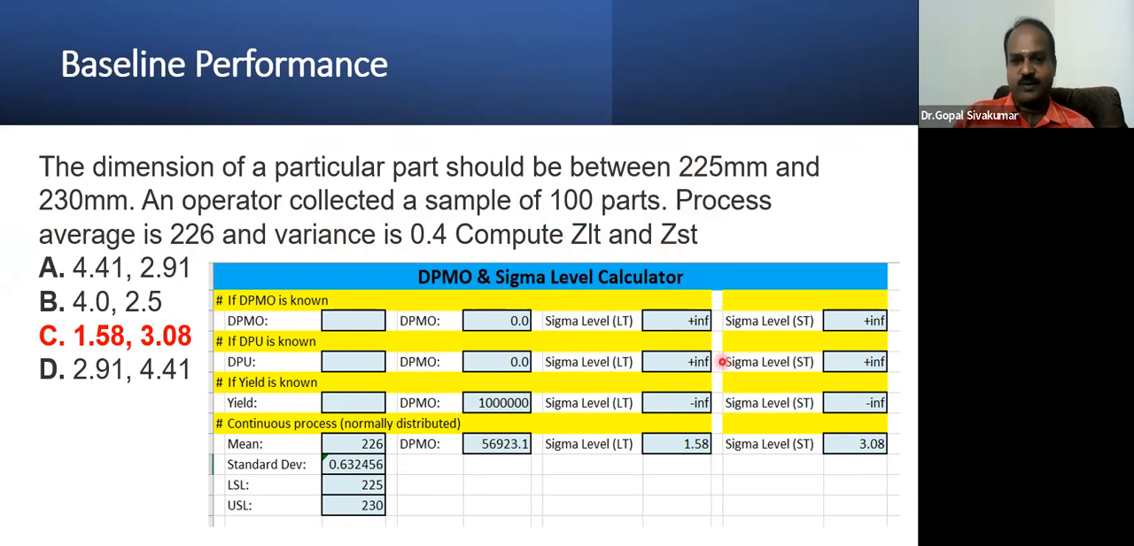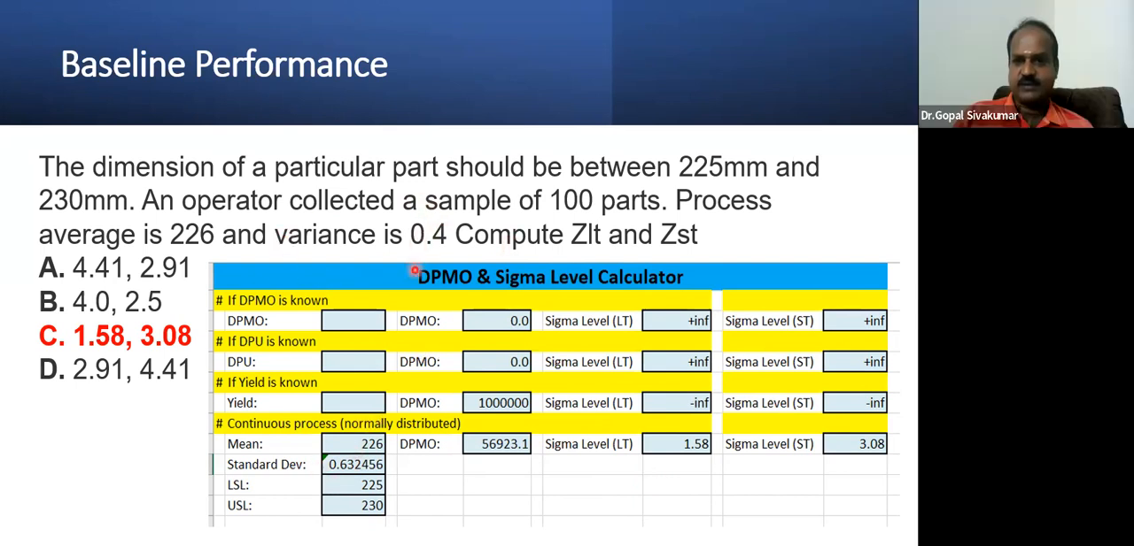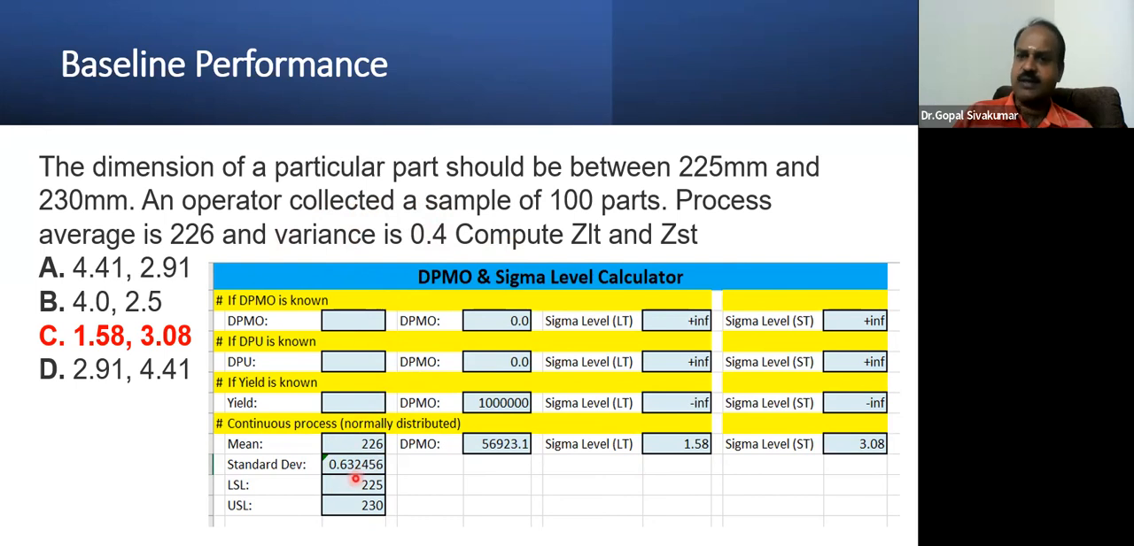You all know, we have seen this Excel sheet, right? Where you see here, mean is available, standard deviation available, USL, LSL is available. Do you think all the four are available with you? Mean, standard deviation, USL, LSL? We have only variance. Standard deviation is the square root of variance. Very good, beautiful.